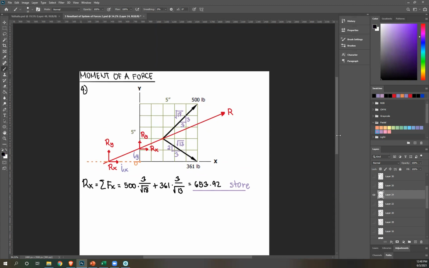Okay, do the same thing for the other parts, your Ry. So Ry, summation of forces Y. Starting with the 500, it's upward, therefore positive 500. This is the Y component, so we need the vertical, so times 3 over hypotenuse square root of 18. And then 361 is downward, therefore negative 361 times, this is the Y component, so vertical, so times 2 over hypotenuse square root of 13. Please solve. What's the answer?